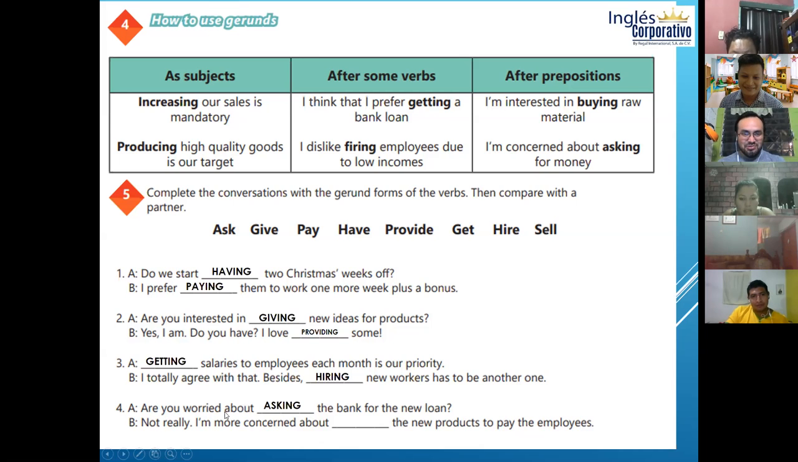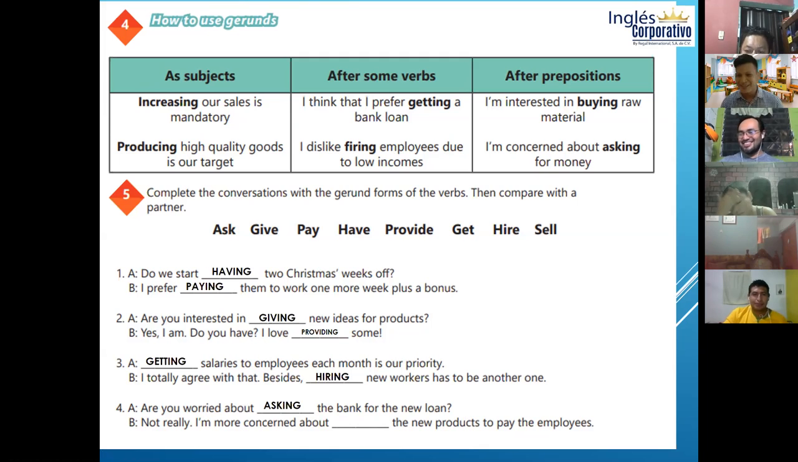Are you worried about asking the bank for the new loan? Okay, that's good. Thank you. Acá le pregunta si está preocupado por pedir el préstamo en el banco. Ahí tenemos a Jorge and other guys that work in the bank. ¿Verdad, Jorge? No tenemos que preocuparnos por eso. Eso es lo más genial que hay.